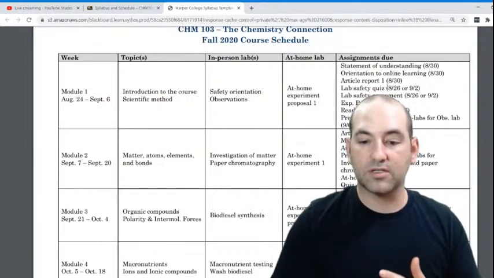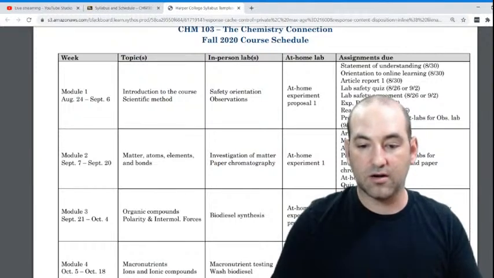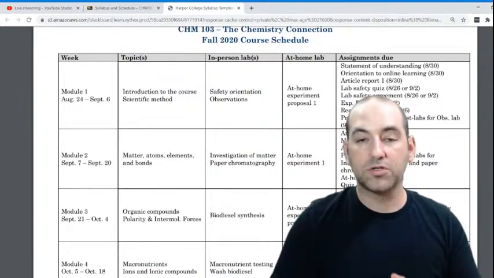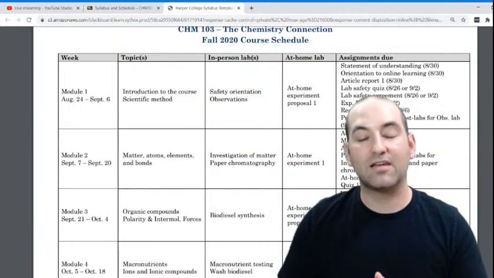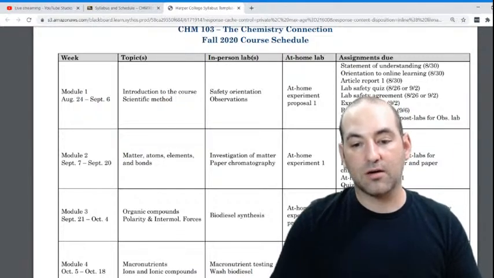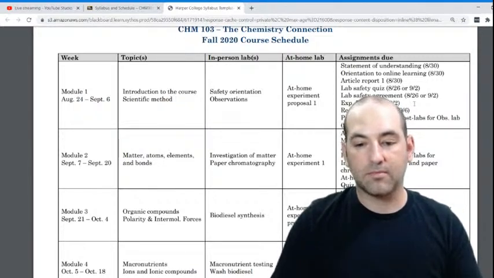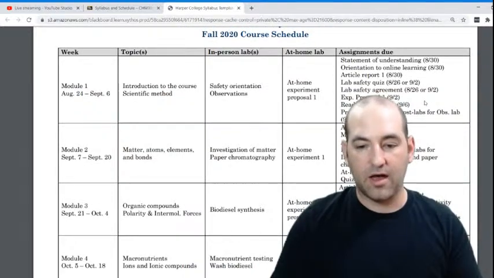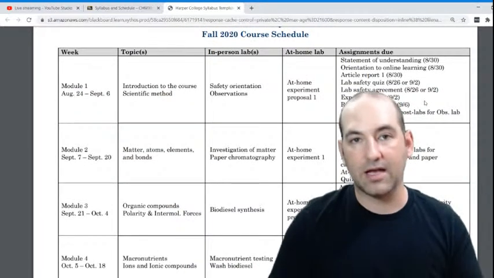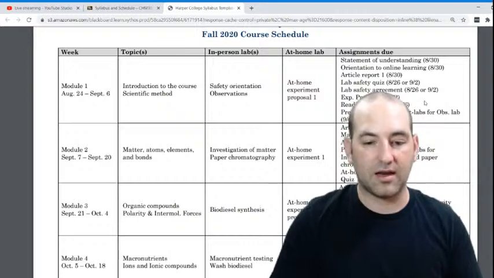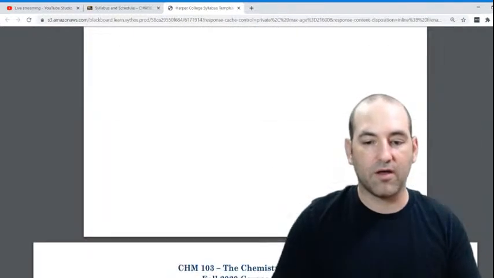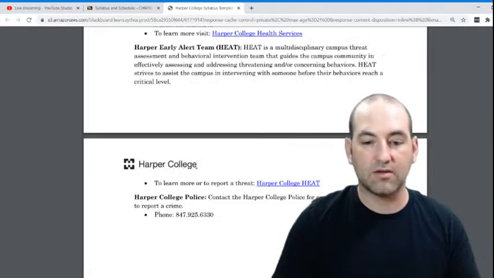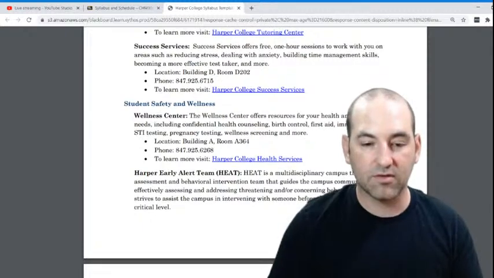And then all of your assignments are listed here along with their due dates. Most of the time, assignments will be due at the end of the module. There are some basic things that will need to be done a little bit earlier, just because a pre-lab has to be done before lab, things like that. And we'll talk more about that with the lab. But generally all the assignments will be due at the end of the module.